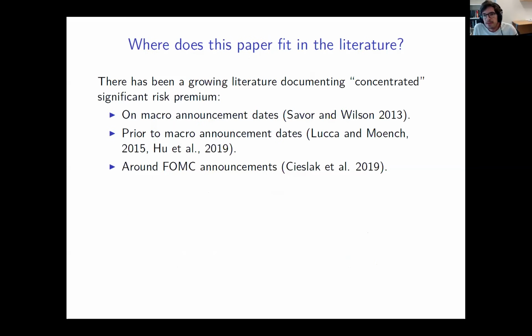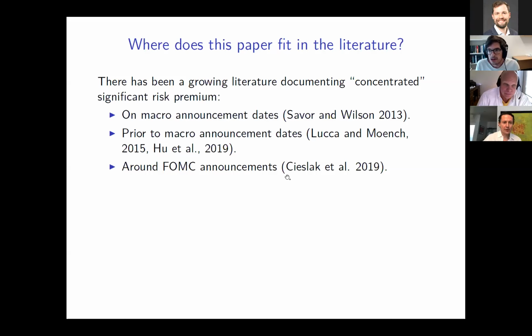So where does this paper fit in the literature? There's been a growing literature documenting what I call, quote, concentrated significant risk premium. The paper of Savor and Wilson, 2013, showed that a large share of the risk premium occurs on macro announcement days. Lucca and Moench as well found a larger significant risk premium that happens before FOMC announcements. Hu and co-authors say, no, it's actually not only FOMC, but multiple macro news announcements. And Cieslak and co-authors found that a large share of the market risk premium occurs in weeks around the FOMC announcements.